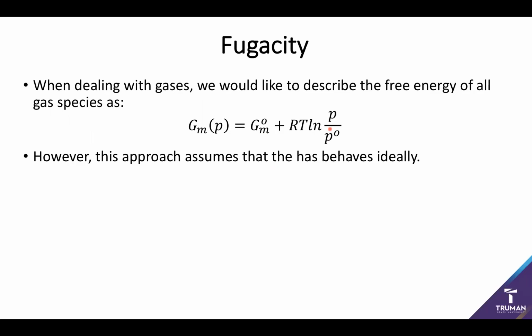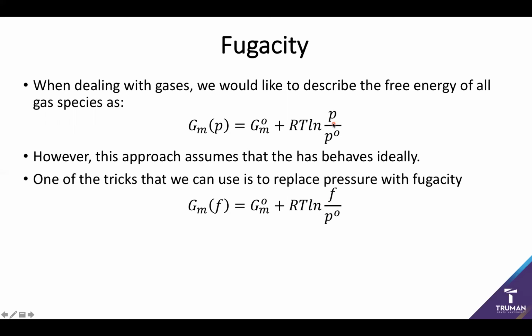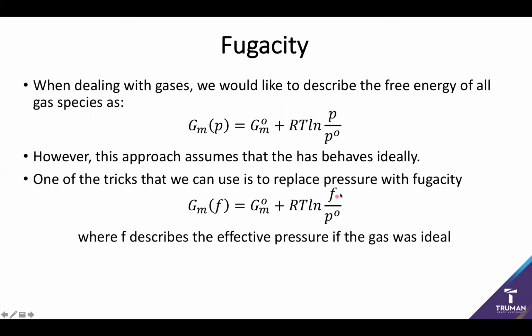of gas with pressure. So, one of our classic tricks of how we can essentially treat a system is to say, well, I'm going to keep this equation intact, but I'm going to change this key variable. So now, if I've got a system that behaves non-ideally, I'm going to replace pressure with fugacity. And f is essentially going to be our fugacity, which is a way to describe the effective pressure if the gas was ideal.